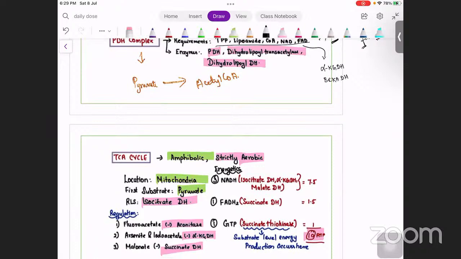Where is the complete breakdown of glucose happening? In the mitochondria. If they are giving you a cycle, then the TCA cycle. So where is the complete oxidation, or complete breakdown, of glucose happening? In the mitochondria. You have to remember that. Okay, so we have talked about the complete breakdown of glucose.